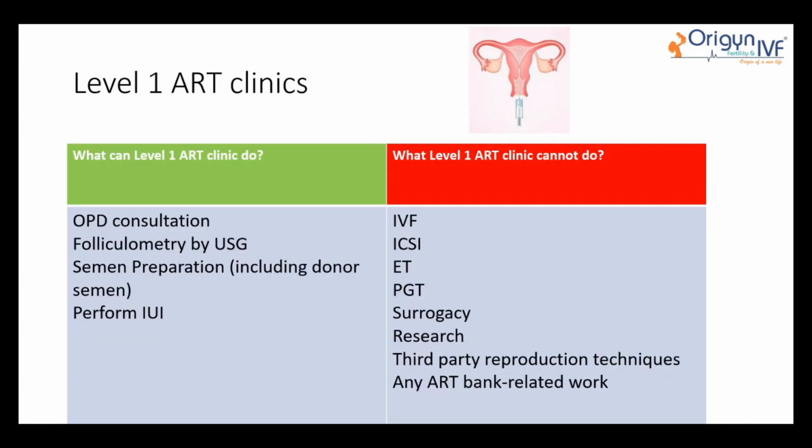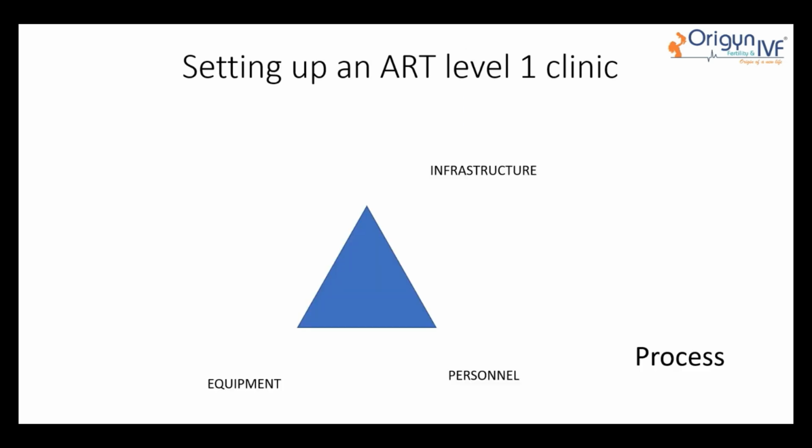So now, as per the law, what can the ART level 1 do? An ART level 1 clinic can do OPD consultations, follicular study, semen preparation, including donor semen. Even donor IUIs can be done at ART level 1, and they can perform IUIs. What the ART level 1 cannot do, that's very important: IVF, ICSI, embryo transfer, PGT, surrogacy, third-party reproduction, any ART bank-related work. So till IUI, ART level 1 can do.